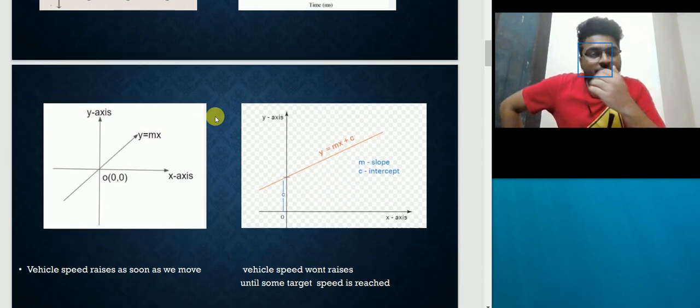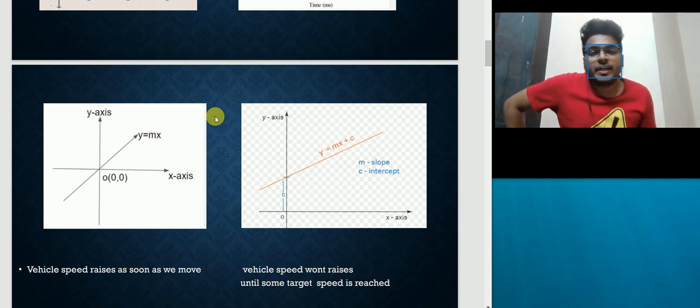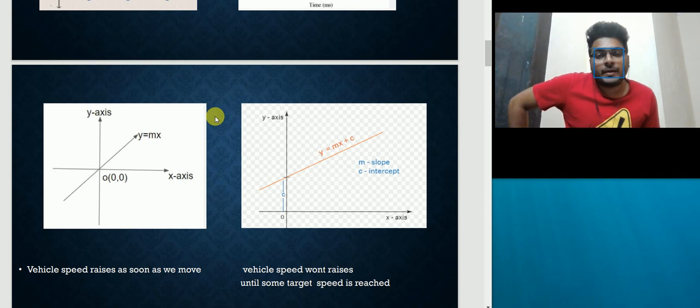Now let's take a very simple example of y equals mx, a straight line passing through the origin, and y equals mx plus c, which has something like this, an intercept. Looking at this, everybody can say that this is a straight line passing through the origin, and that one is a straight line which is not passing through the origin but has an intercept. But how well can you understand this using a process?